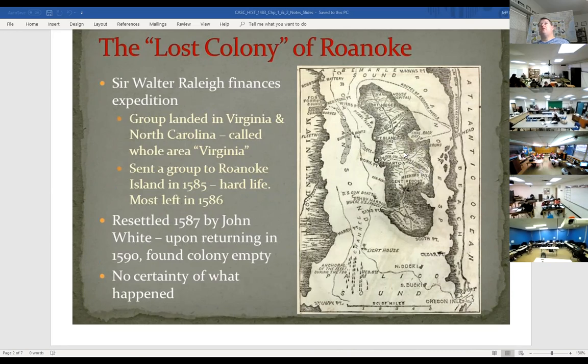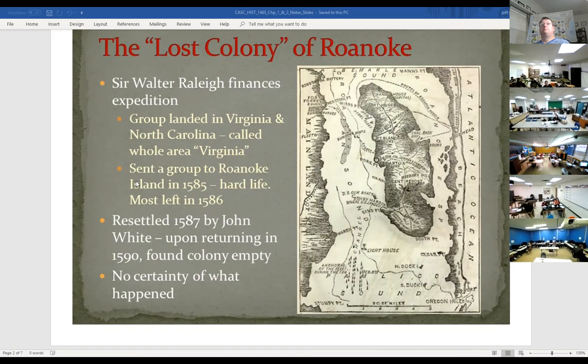While he was still there, his daughter Eleanor gave birth to a daughter. So that would be John White's granddaughter, and her name was Virginia Dare, D-A-R-E, the first English person born on the North American continent.